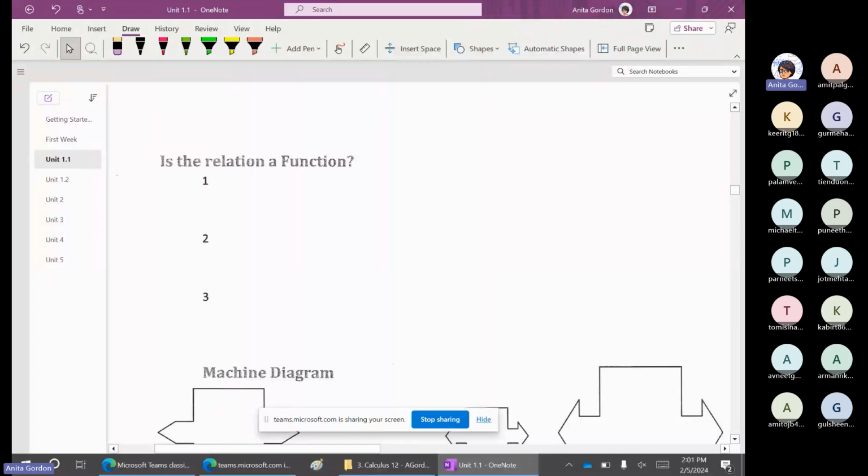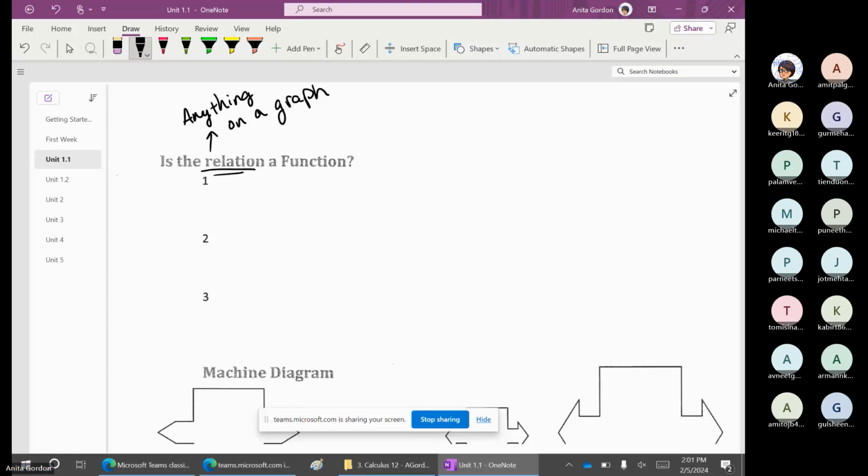Okay, when we are talking about relationships between the numbers, you can have a relationship which is anything on a graph. We call it a relation. Anything on a graph is a relation. However, not all relations are functions. Functions have to pass these 3 tests.